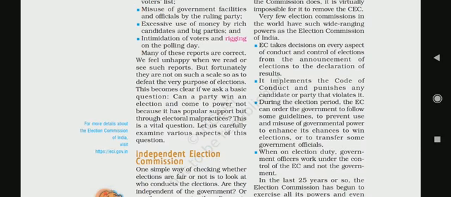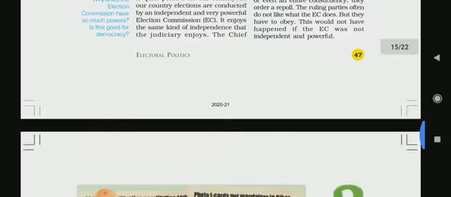Next, it can implement the code of conduct and punish any party or candidate for violating any rule. During the period of elections, EC can order the government to follow its guidelines, including transfer of government officials, and the government officers who work on election duty are under the control of EC and not the government, right? So next is popular participation. So here we will talk about popular participation.